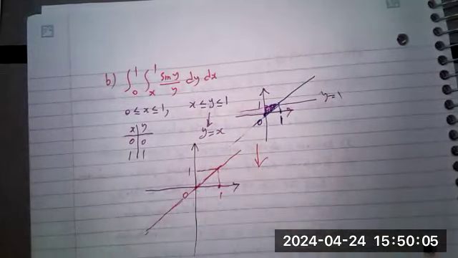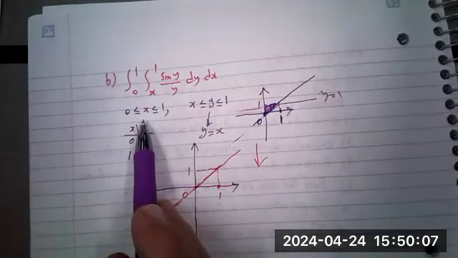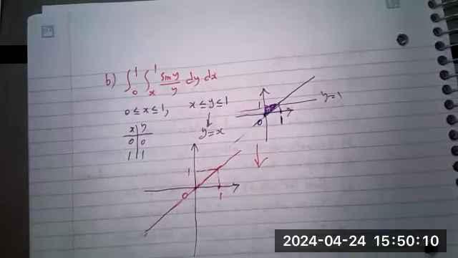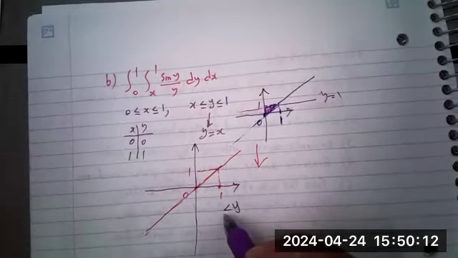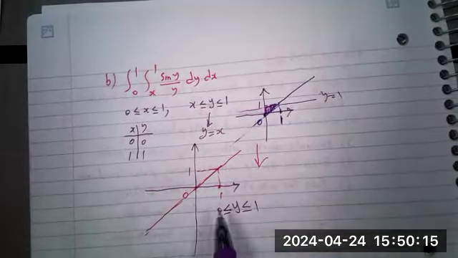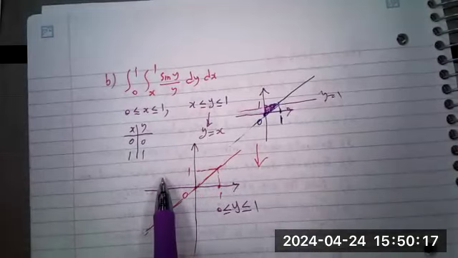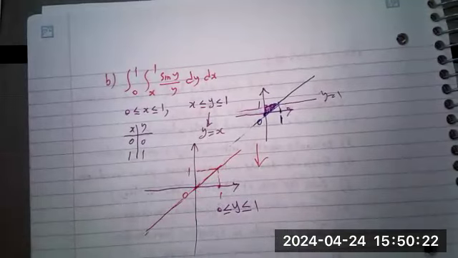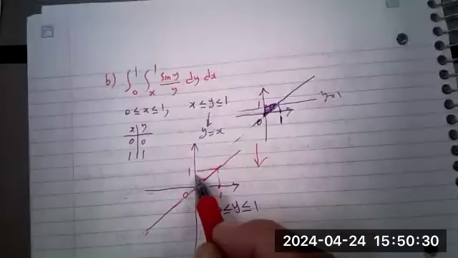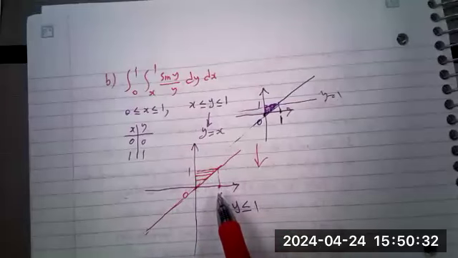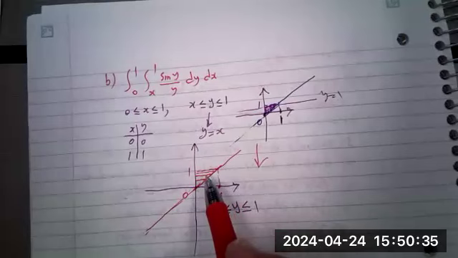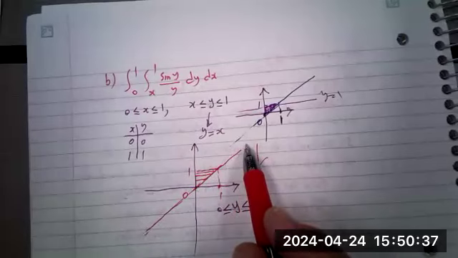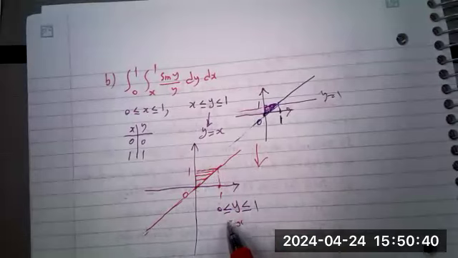So what we are going to do is switch. They fixed the x here. Now you have to fix the y. So we fix the y between 0 and 1, y equal to 0 and y equal to 1. Then you have to get the x going to the right, to the left. Right, left, right, left. If you go to the right, this is going to be your x.